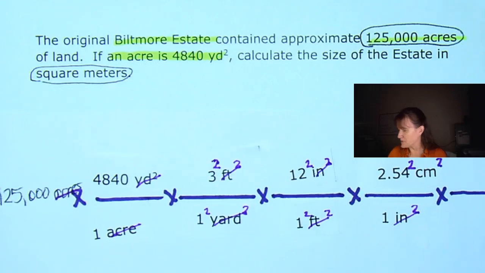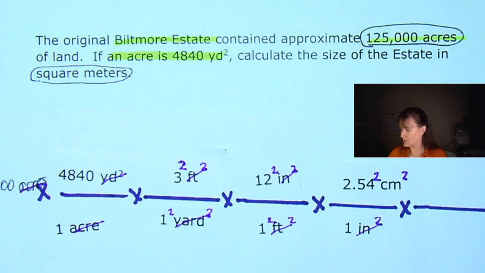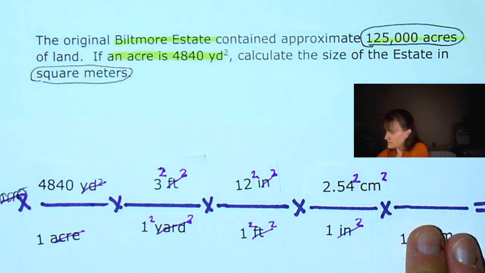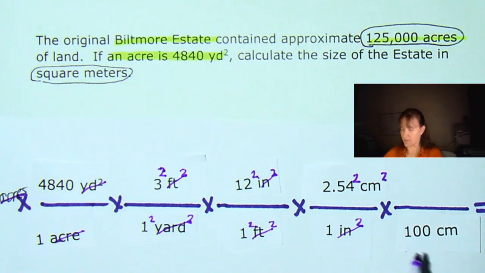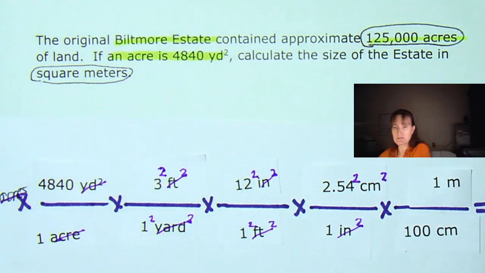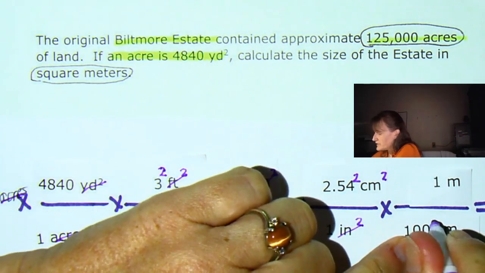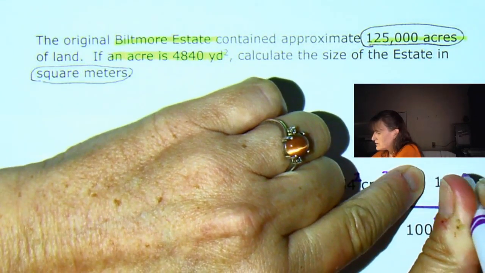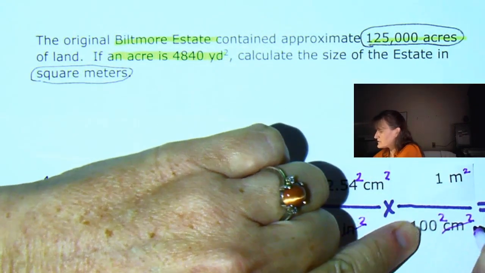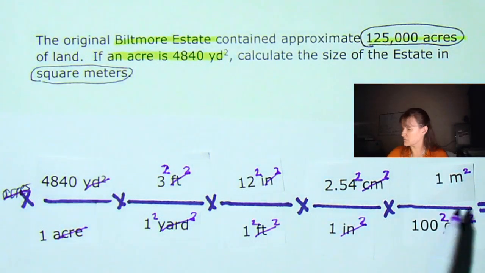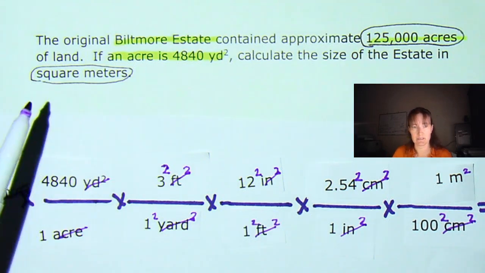But we want to continue until we get to meters squared. So the last one will be a metric conversion. We'll put the 100 centimeters on the bottom and the 1 meter on top. But again, it needs to be the area, so we need to square our equality, and that will cancel out centimeters squared. And our unit at the end will be meters squared, which is what the question is asking us for.